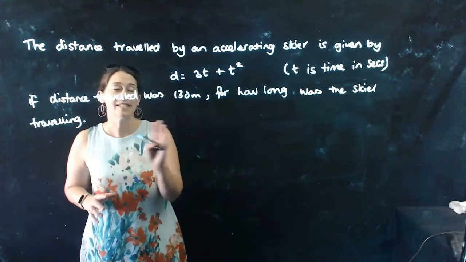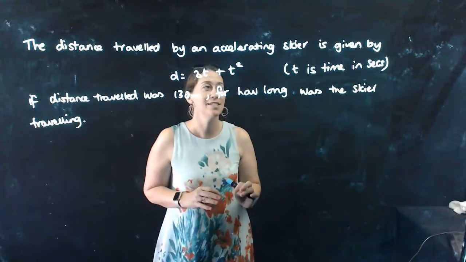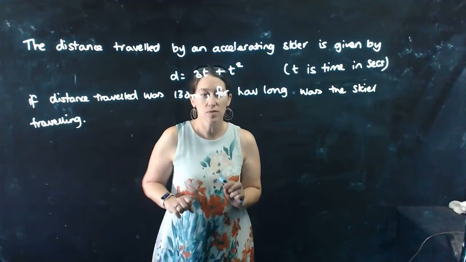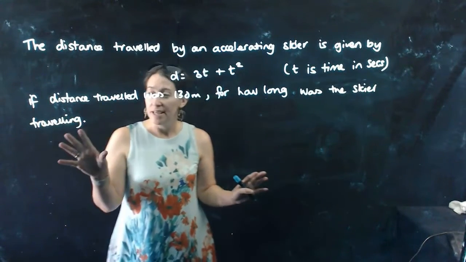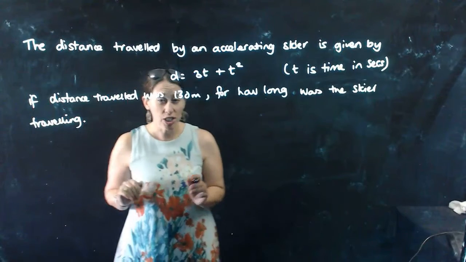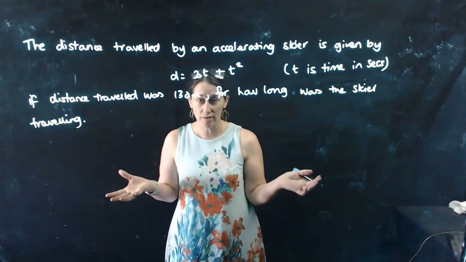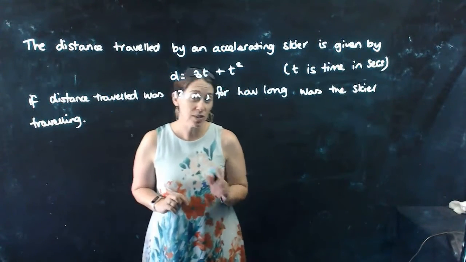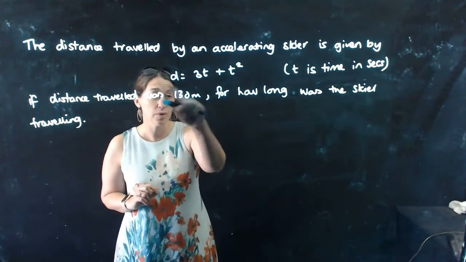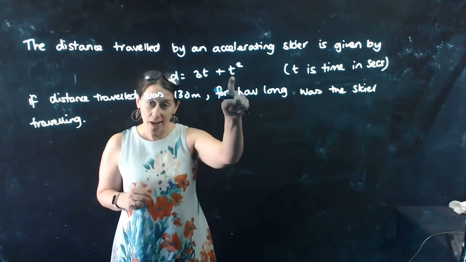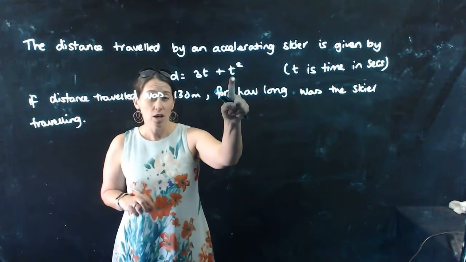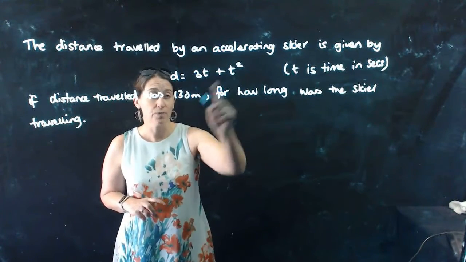All right, so we've got the distance traveled by an accelerating skier is given by d equals 3t plus t squared. t is time in seconds. If the distance traveled was 130 meters, for how long was the skier traveling? So what we need to do is work out what relationship our formula is. It's a quadratic. We can see that because the highest power of the pronumeral is squared.